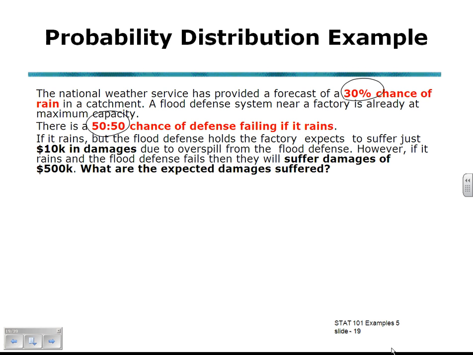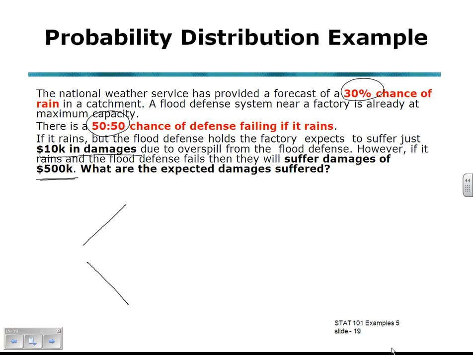If it rains, but the flood defence holds, the factory expects to suffer just 10k in damages. However, if it rains and the flood defence fails, they will suffer damages of 500,000. What are the expected damages suffered? Putting this information on a tree diagram will enable us to see the options available for our random variable in this case.